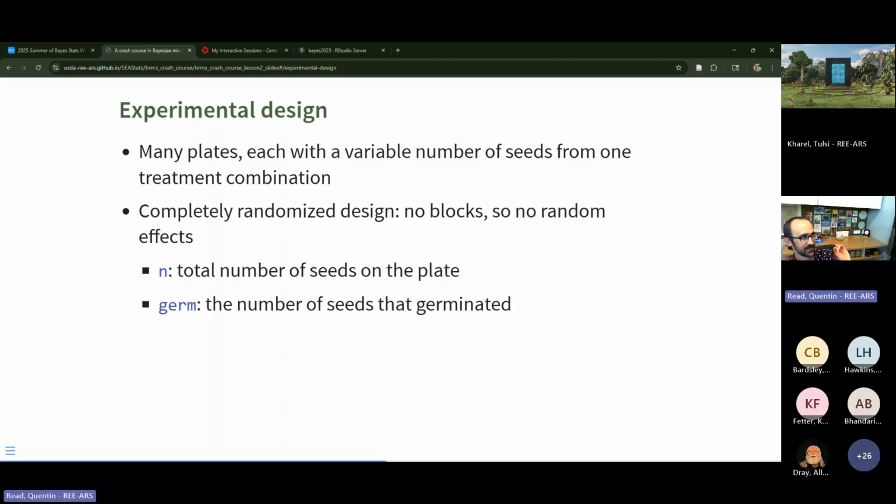And the way the experiment was set up was they took some number of seeds from one of the genotypes, and some of the plates they treated with bean extract and some with cucumber extract. It was a completely randomized design. There were no blocks in there, so we don't have any random effects. And in the data there was an N for each plate, because for some reason the plates had different numbers of seeds on them. Some germinated and some did not. They counted the germinations, and that variable is called germ in the data set. It's a yes or no. The seed either germinated or it did not.